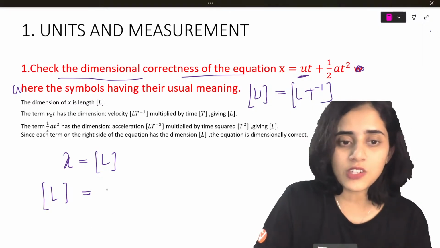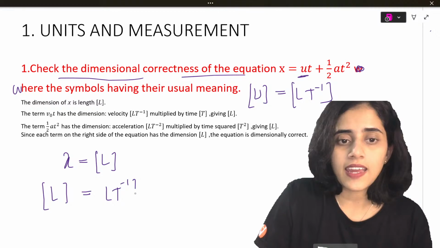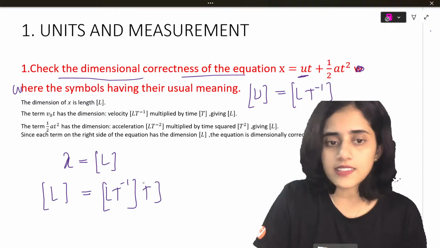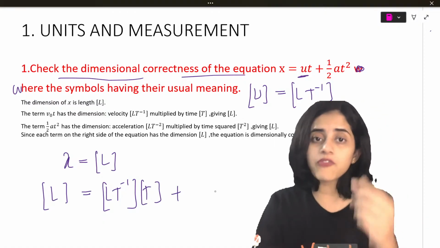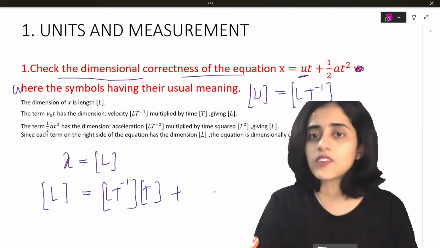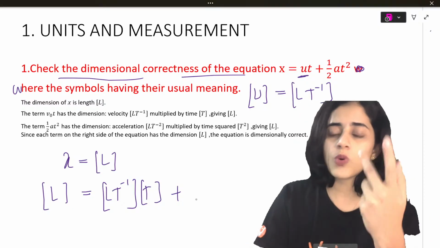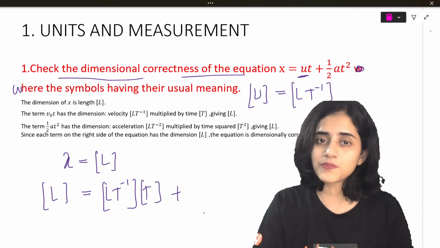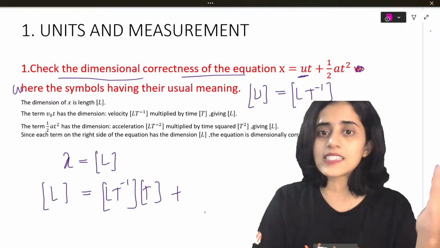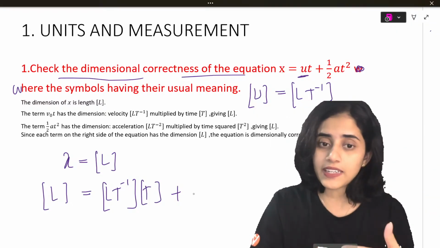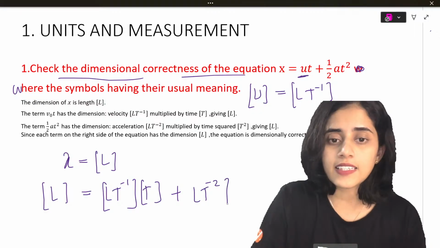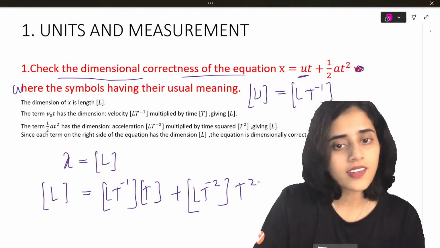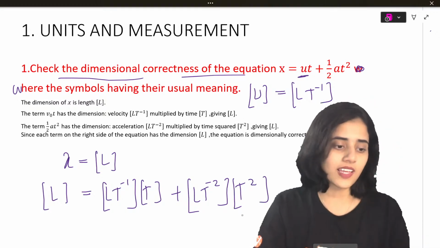Okay. So here instead of u, I will write L t raised to minus 1 into t. What is the dimension of t? T itself. Plus half is a constant. Constants do not have dimension. So you ignore half. What is the dimension for acceleration? Acceleration is velocity by time. So the dimension for velocity is L t raised to minus 1 divided by time will be L t raised to minus 2, into t square, which has the dimension t square itself.